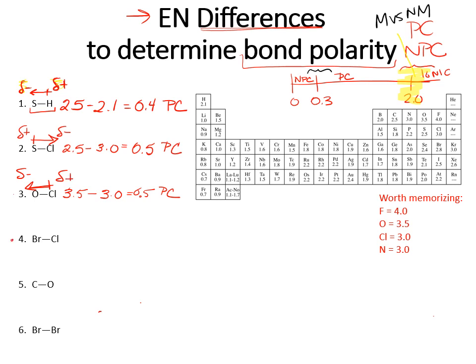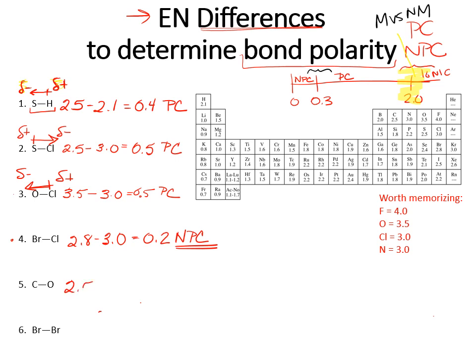Let's go down to bromine and chlorine. So bromine is 2.8, chlorine is 3.0, so 0.2. That's a non-polar covalent bond. We do not draw an arrow for a non-polar covalent bond. You're done with this one.